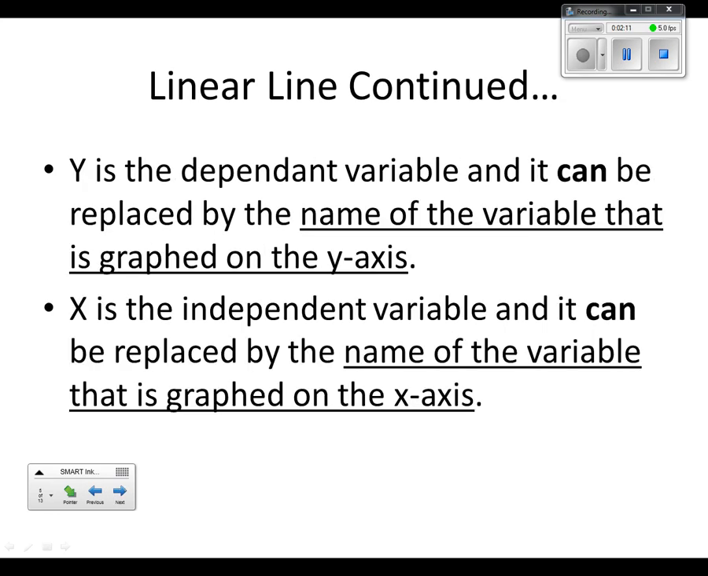All right, so let's go ahead and review your mathematics now. Y is your dependent variable, and it can be replaced by the name of the variable that's graphed on the y-axis. Now that's new. In math, very few teachers will have you substitute other names in for y, but we talked about that yesterday. It's just the generic version of it. X is the independent variable, and it can be replaced by the name of the variable that's graphed on the x-axis. You don't do that in math, but we're just going to continue on.